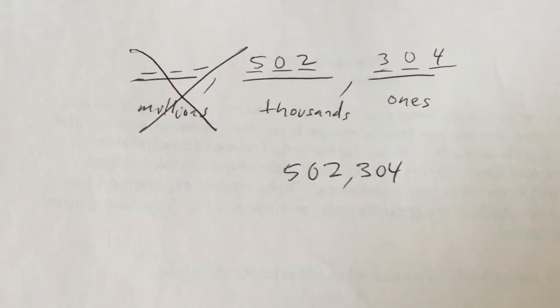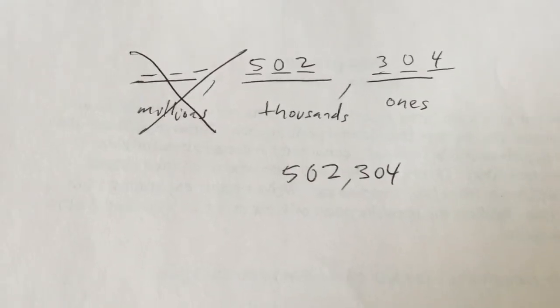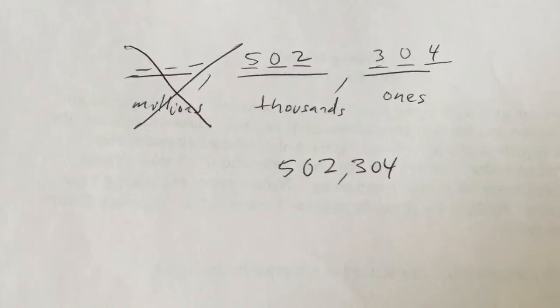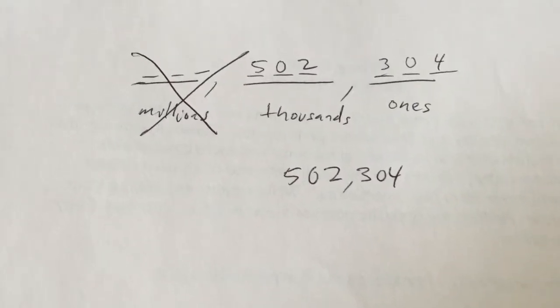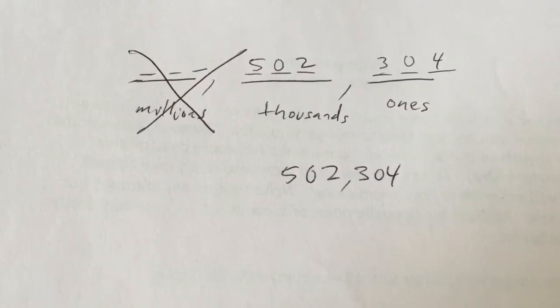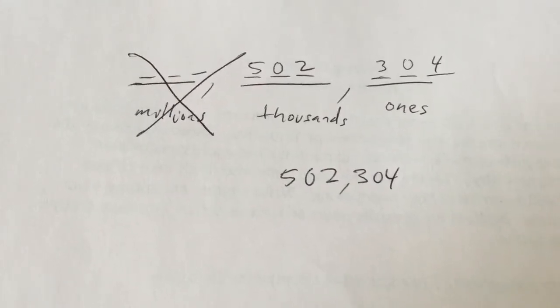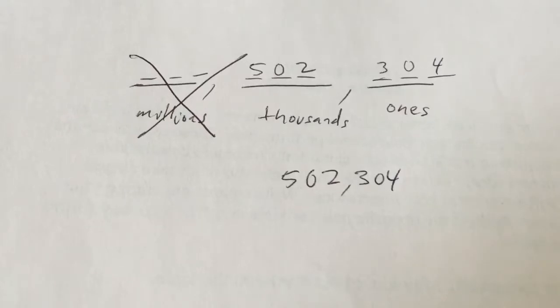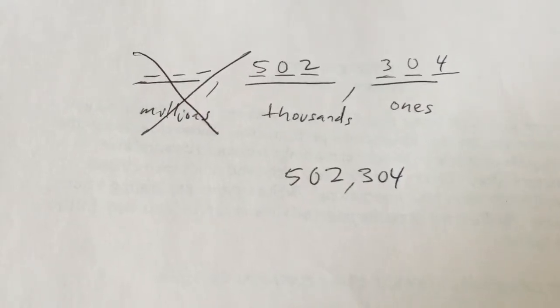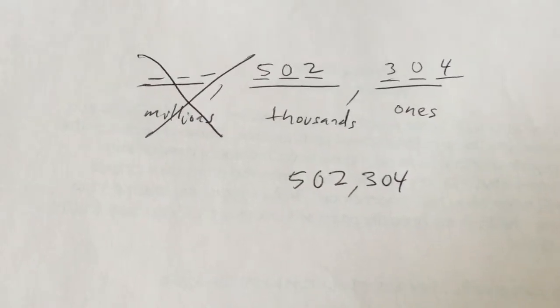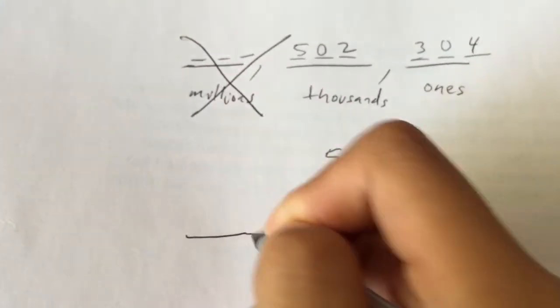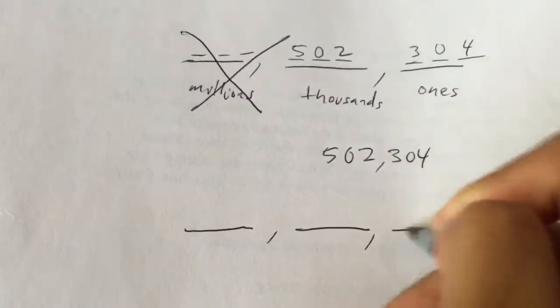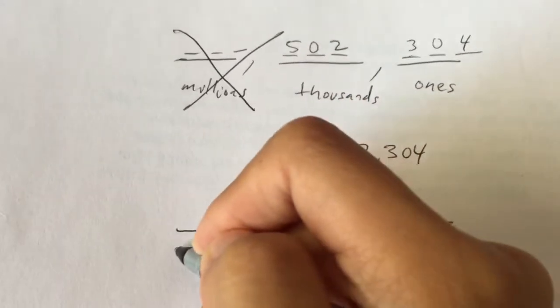15,060,007. So again, you might want to start by doing your millions, thousands, and ones period.